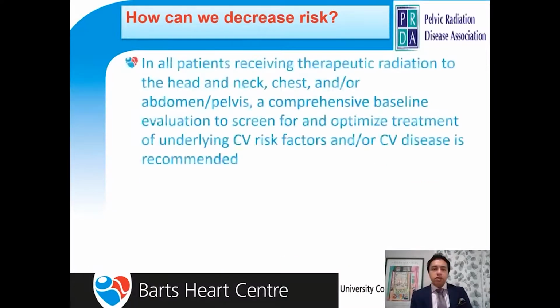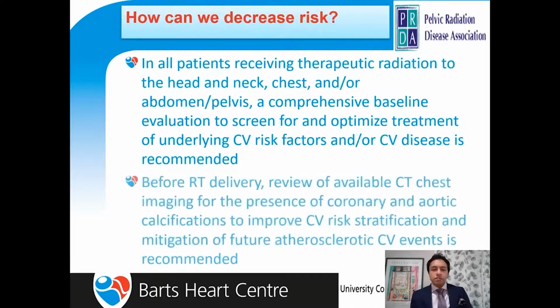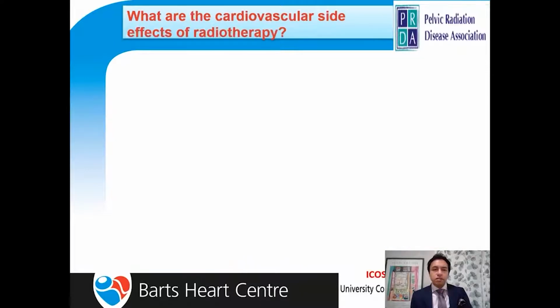So how can we decrease this risk? What the ICOS document suggests is that any patients who are receiving therapeutic radiation, and this includes radiation to the abdomen and pelvis, we should be undertaking a comprehensive baseline evaluation to screen and optimize treatment of the underlying cardiac risk factors. And before the delivery of radiotherapy, we should be looking at baseline CT chest imaging to see if cardiac calcification is present.